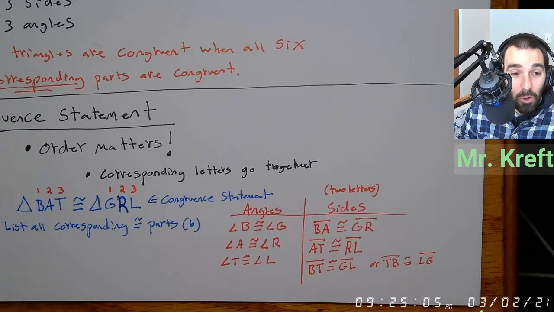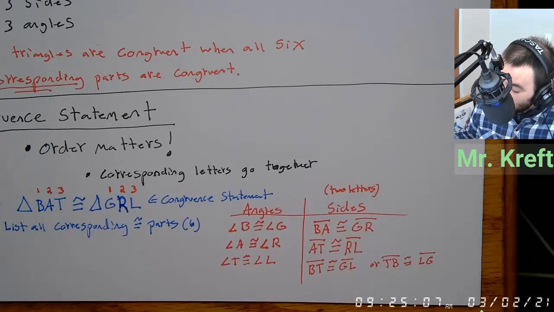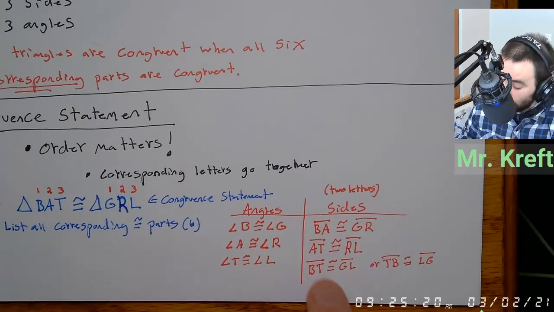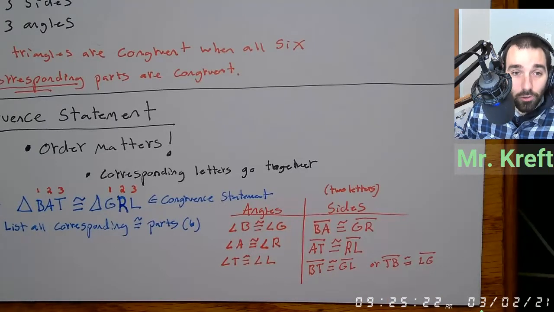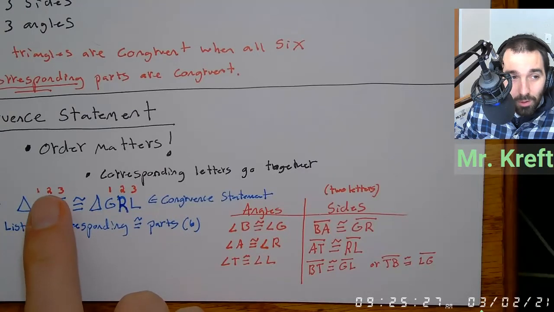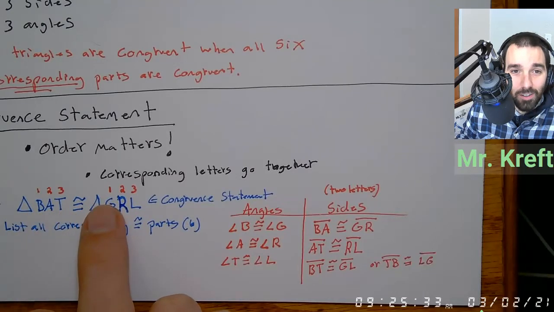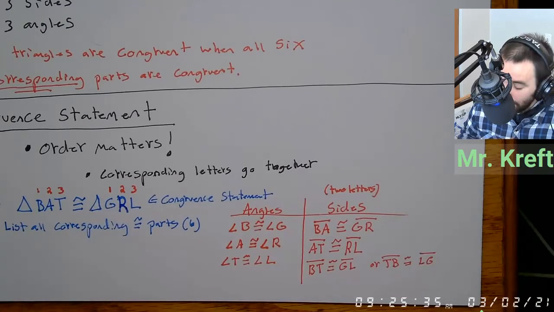So there's more than one way to write these answers. Notice how all that matters is that they're corresponding, right? So if B comes second, G comes second. If T comes second, L comes second, okay? So what matters is when you write these, that the letters are corresponding. That's why I don't normally write 1, 2, and 3 up here, because it doesn't matter what position. All it matters is that they are corresponding, okay?